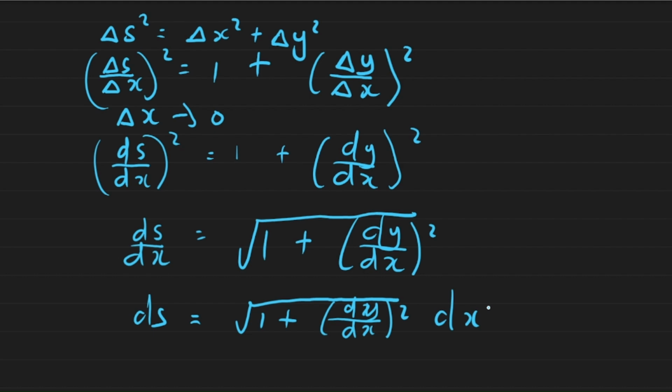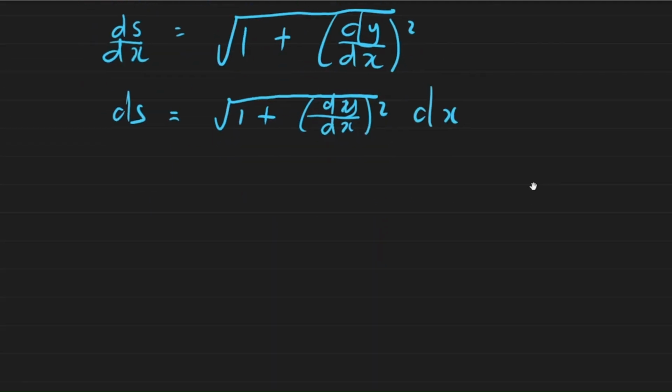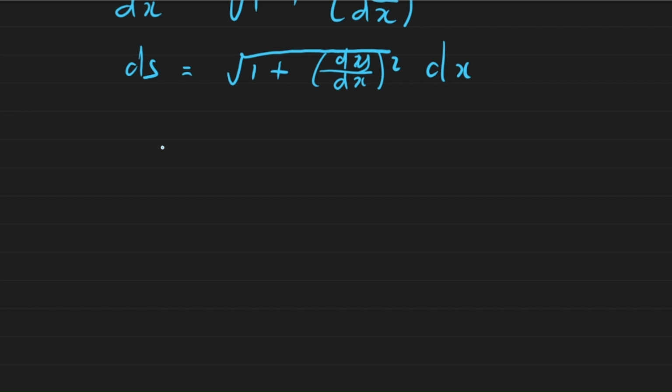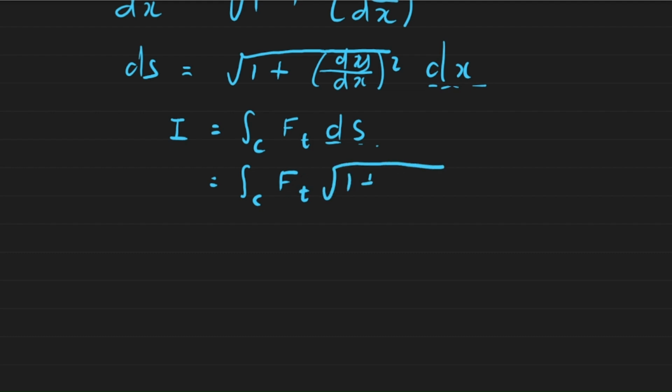So if we substitute this into our line integral, what we're going to be left with is that I, which is initially equal to the integral of the function times ds, so this ds gets replaced, and the integral is now in terms of dx. So it becomes the integral of f times the square root of 1 plus (dy/dx) squared, times dx.